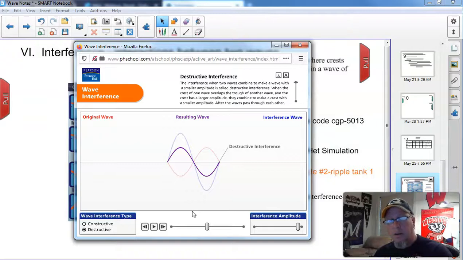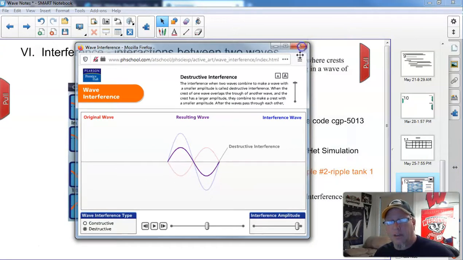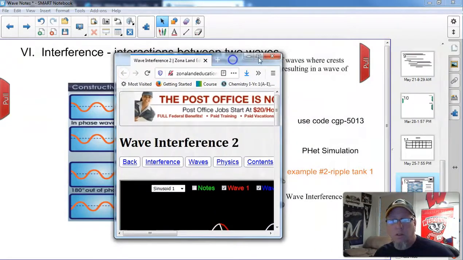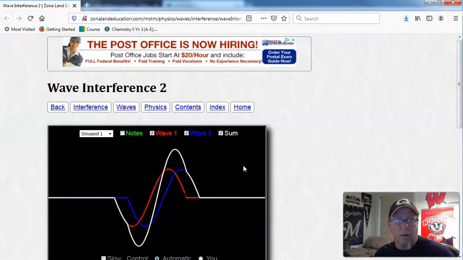If we're talking about a sound wave, destructive interference would sound softer, not as loud. If you're talking about light, the light would be not as bright if the two light waves were canceling each other out. So that's a little bit about destructive interference, and I've got a whole page of things where we can look at interference and what happens when two waves move towards one another.